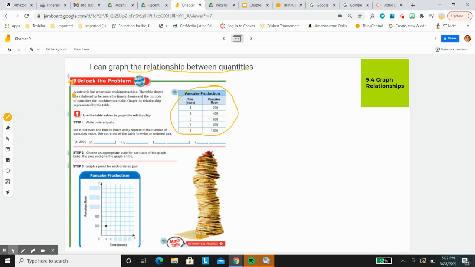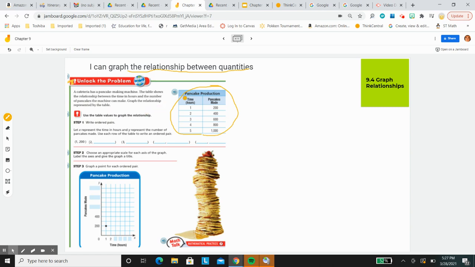A cafeteria has a pancake making machine. The table shows the relationship between the time in hours, the number of pancakes a machine can make. Graph the relationship represented by this table.